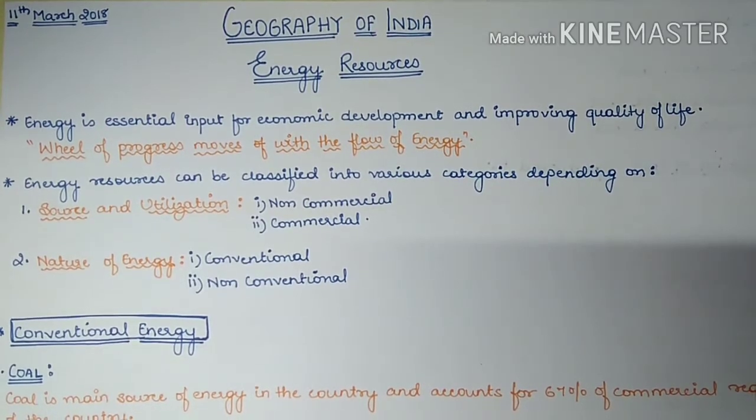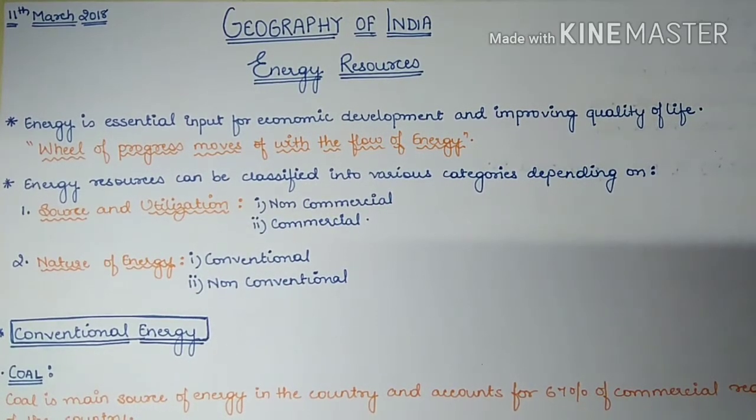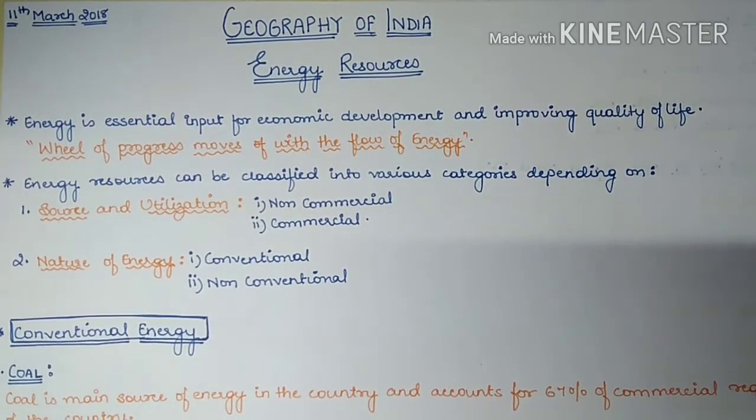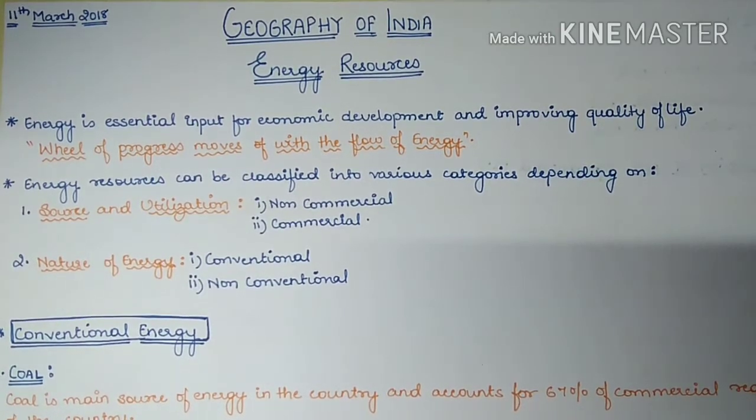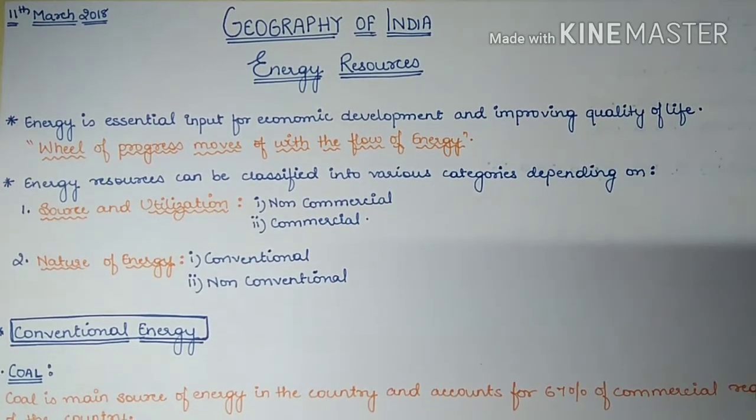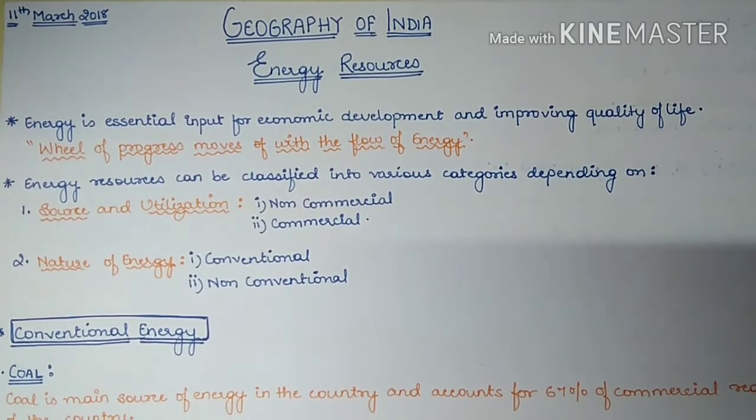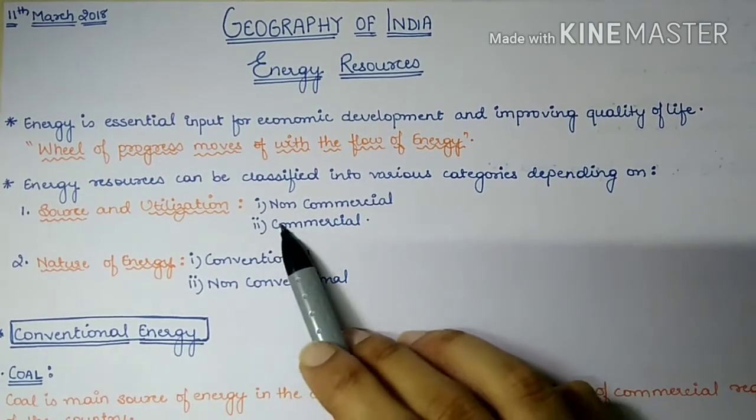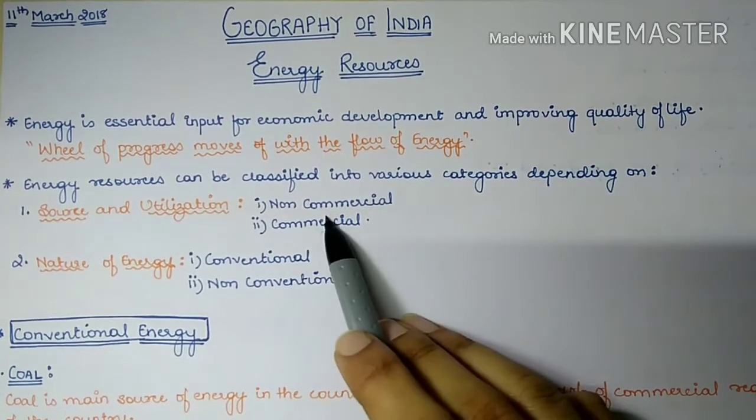On the basis of source and utilization, energy can be classified into two: non-commercial, that means the primitive energy resources like fuel wood, charcoal, dried cow dung, animal waste, and animal power. The next is commercial energy. It is for commercial use, which means it requires high grade technology. For commercial use, we have energies like coal, mineral oil, natural gas, hydropower, nuclear power, wind energy, solar energy, etc. So these are commercial energy, and that is non-commercial energy.